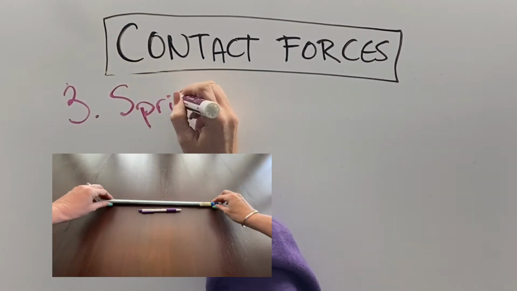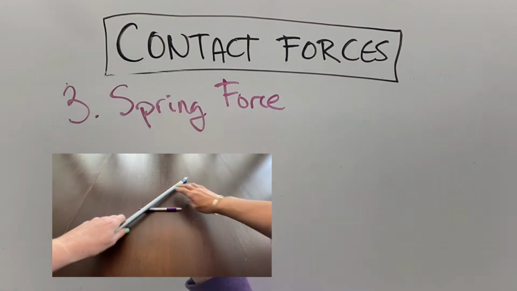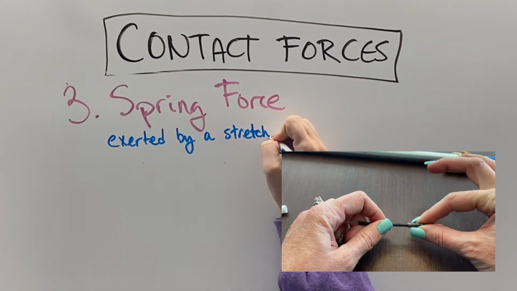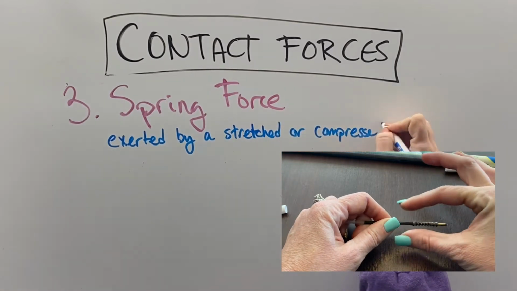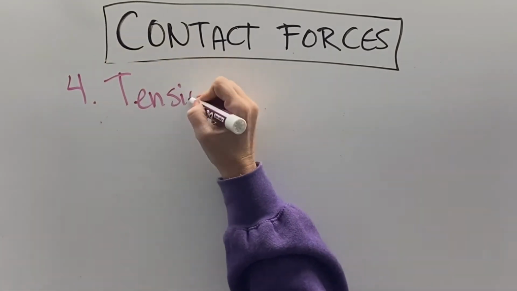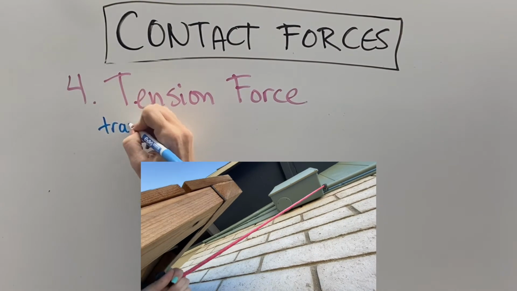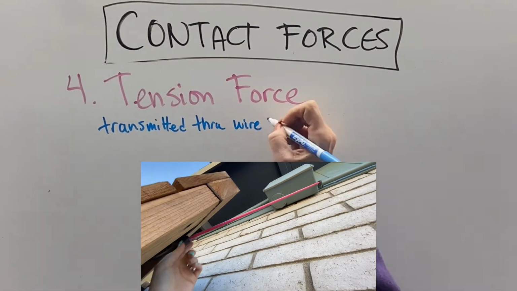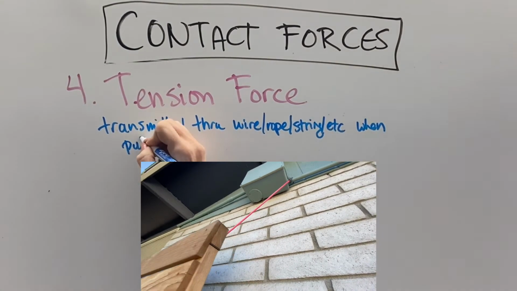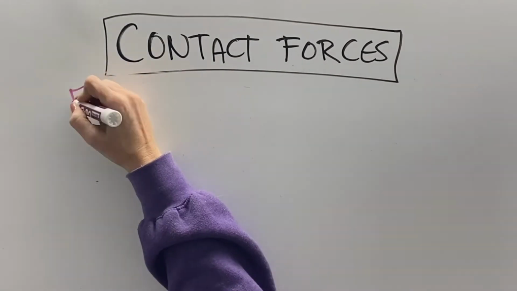The third one, the spring force, happens when you stretch a spring and it wants to go back to its normal shape, or when you compress a spring and it wants to go back to its normal shape. The fourth kind of force is called tension force, and we get tension force when we pull on a rope or a bungee or a wire from two ends, and then you get this force that happens from those two ends as a tightness to that object.